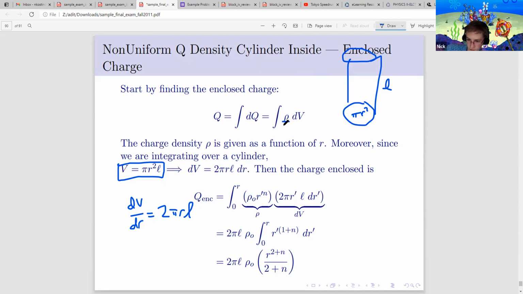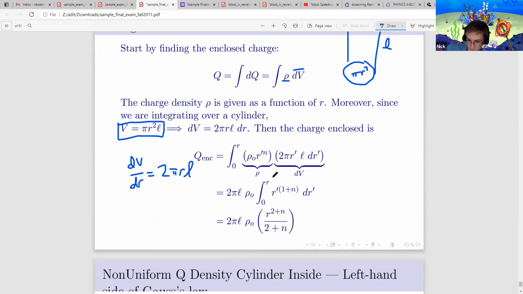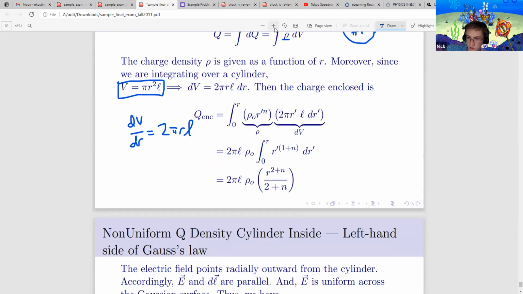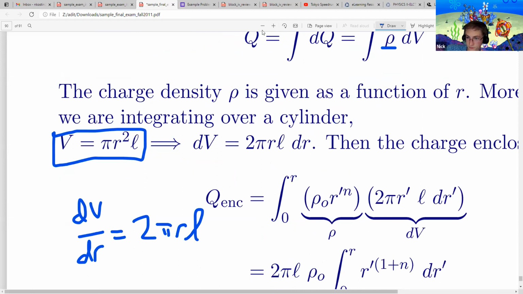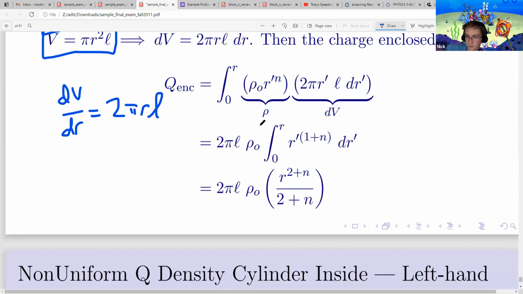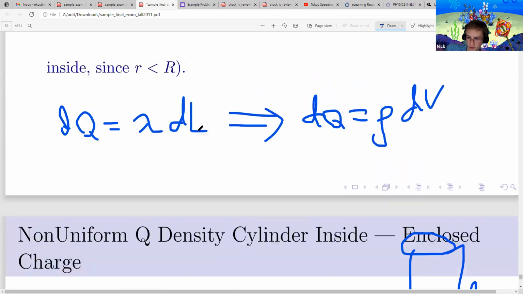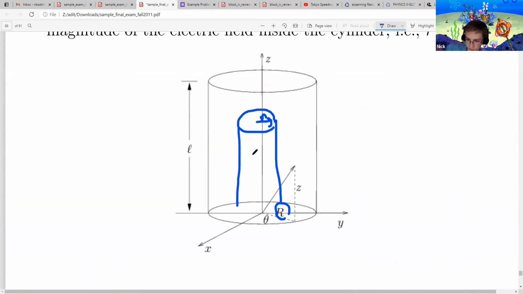Cool. So now I have my two pieces for my Q integral. I have rho, which was given, and I have dV, which I solved for. And let's zoom in a tiny bit. The reason why I put primes on these r's is to just distinguish it from the little r of the Gaussian surface. That's what I'm integrating to. Again, if I go back to the picture, I'm only trying to find the charge enclosed within this Gaussian surface.